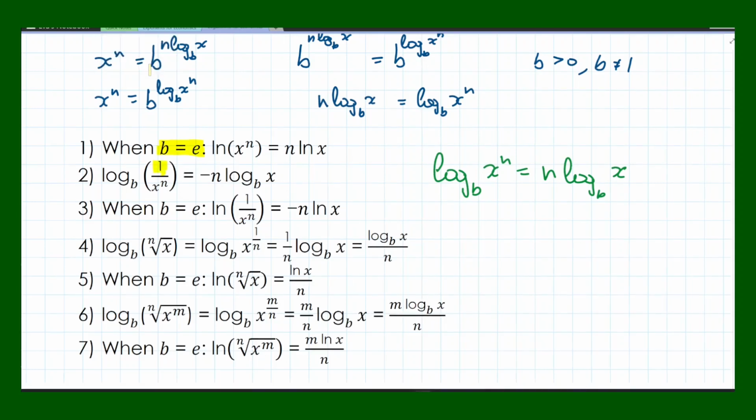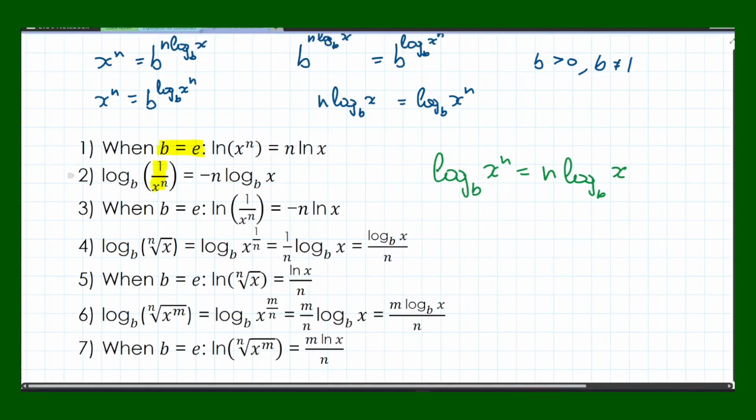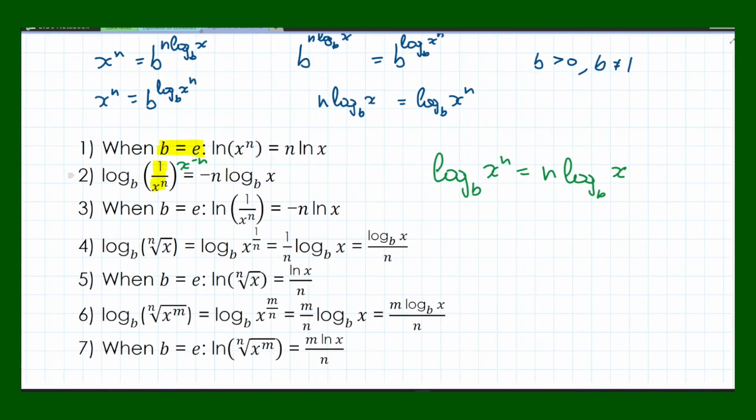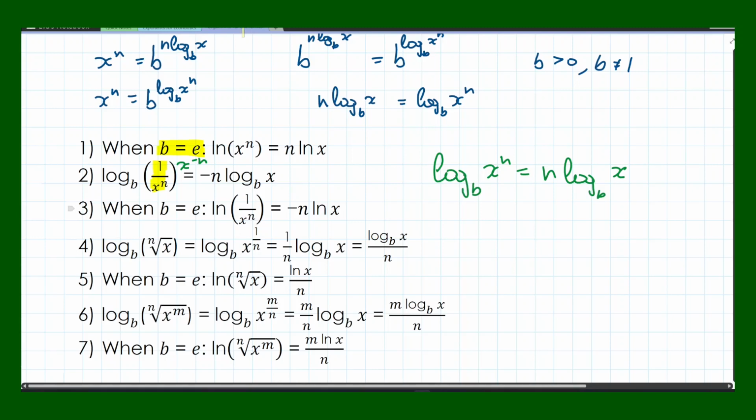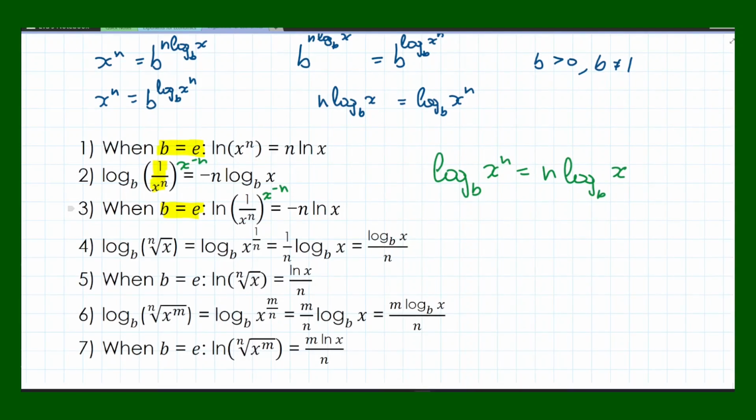If we use 1 over x to the n, which I'd like to remind you is the same as x to the negative n, then we can just bring out the negative number in front of the log. Again, if we replace that base with e, again not forgetting that 1 over x to the n is x to the negative n, then again we can just bring out the power in front of the log.